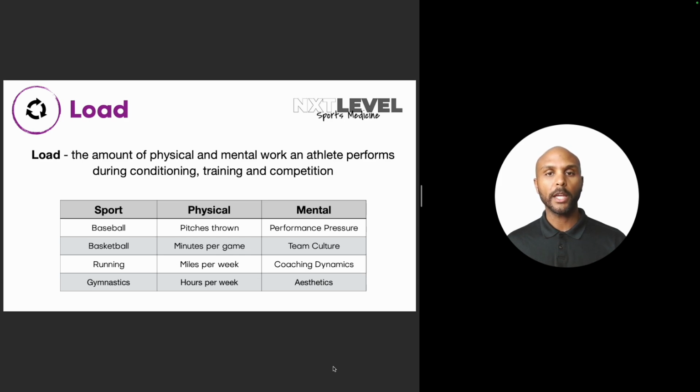In basketball, it's minutes per game; mentally it might be the team culture, if there's yelling or abusive type behaviors. In running, it will be miles per week, and there may be some coaching dynamics that are impacting a runner. And then hours per week is typically the way it's reported in gymnastics, and the mental load might be aesthetics. So there may be somebody in this person's sphere or team who's worried about their weight or something like that. So both physical and mental can create a load, and that's basically the work or stress on the body.